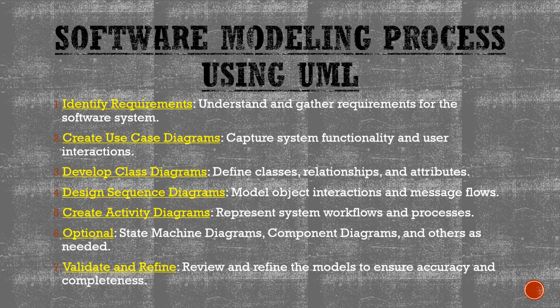Now, after all the diagrams are made, the most important process of software modeling comes into play. That is validate and refine. In this process, all the above diagrams are reviewed, and if there are any mistakes in them, they are sent back and all the models are refined to ensure that they are accurate and complete.